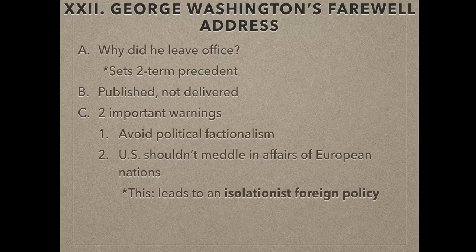The second thing he says is that the U.S. should not meddle in the affairs of European nations. In other words, it's sort of like what I was saying before. Europe is all the way over there, and the European nations war with each other often. And so why would we get involved if we don't have to? And so this is going to lead to an isolationist foreign policy. In other words, I'll talk about it for a minute, and then I'll give you something to write.